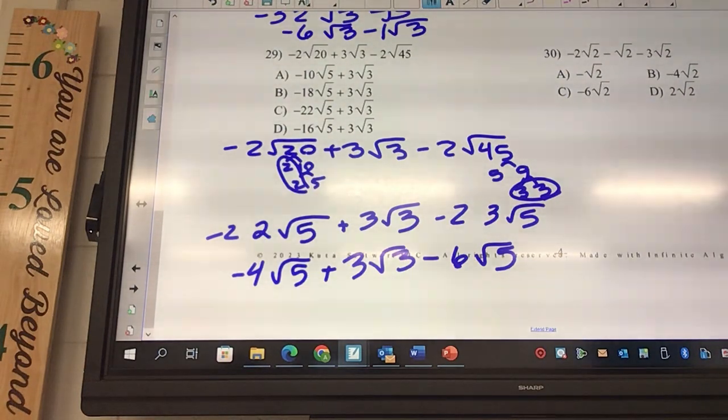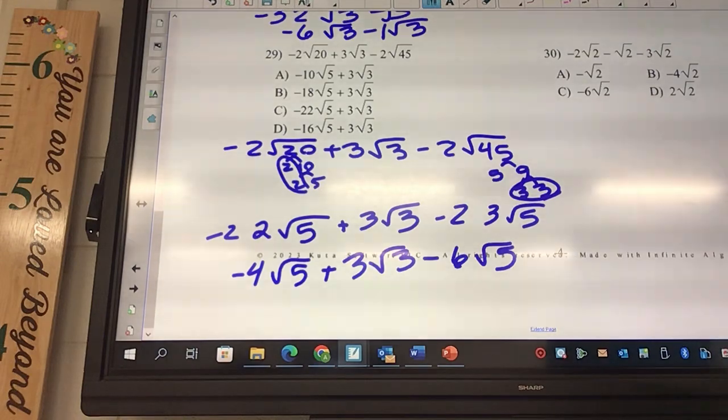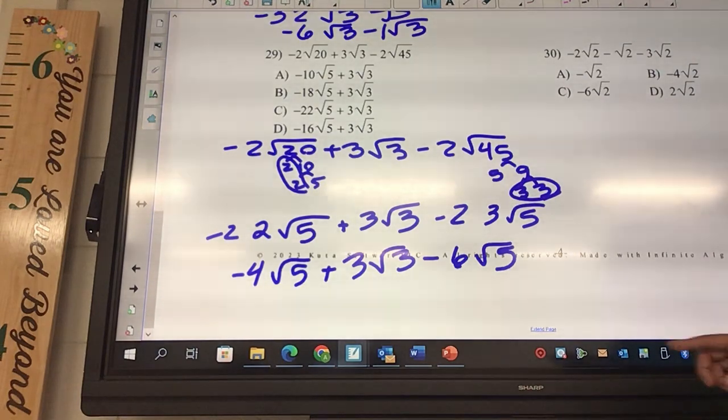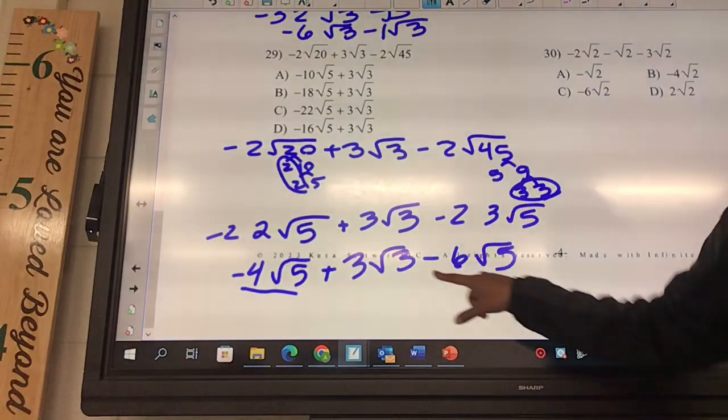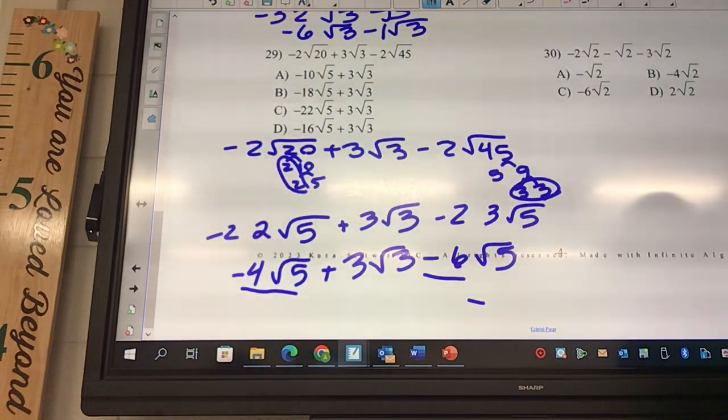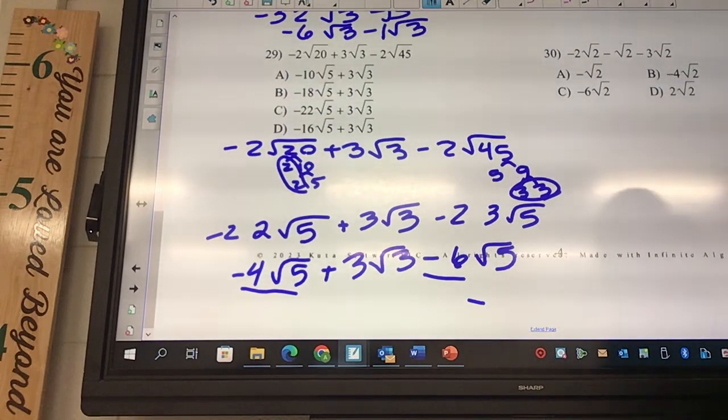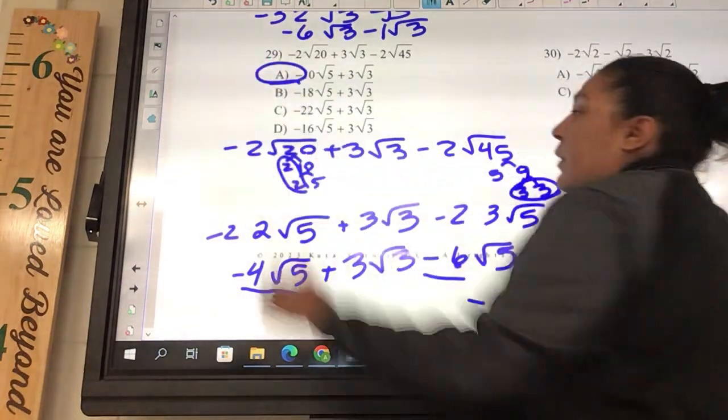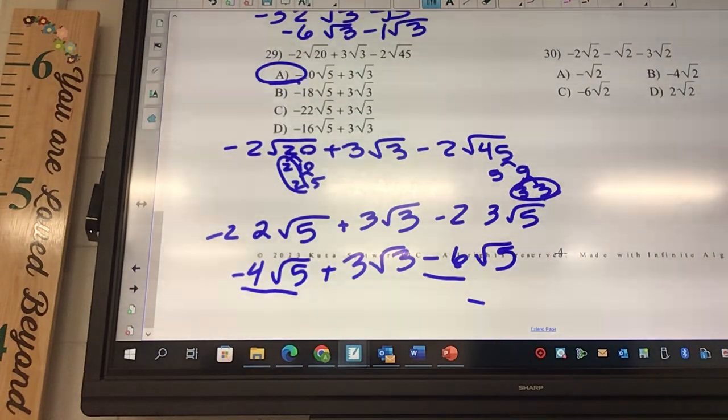Which ones can we combine? The 6 and 4. So what is negative 4 minus 6? Negative 10. So what answer choice is that gonna be? A. Okay, so some of these you got to do a lot more work than the other ones, right? Some we can kind of look at them and just do them. Some we cannot.